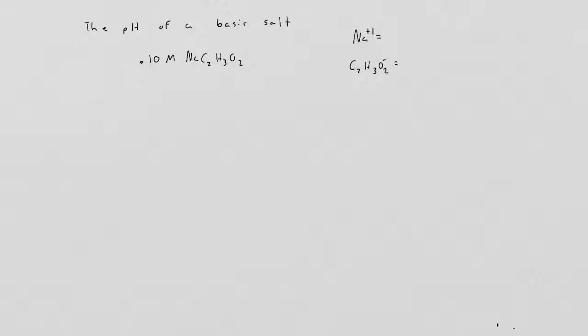Let's talk about when the pH will be affected. So let's say you have a salt. Now this is a basic salt, sodium acetate. Now how do I know sodium acetate is a basic salt? This is why. Because I know the acetate ion is the conjugate of acetic acid.